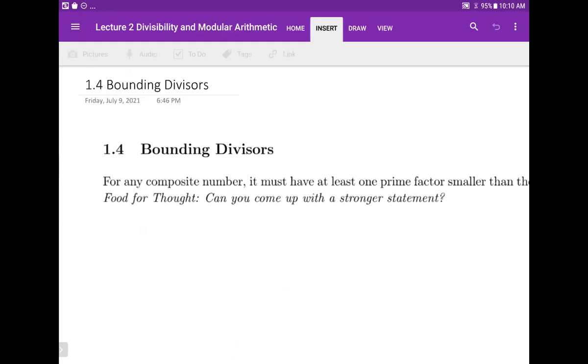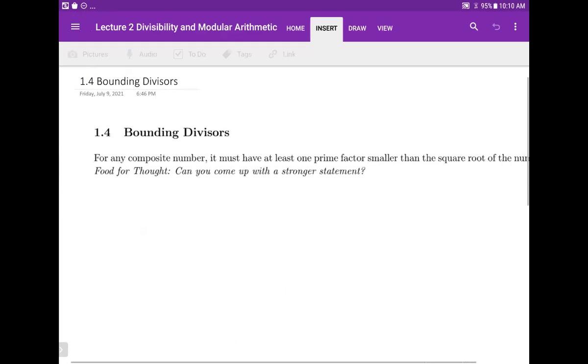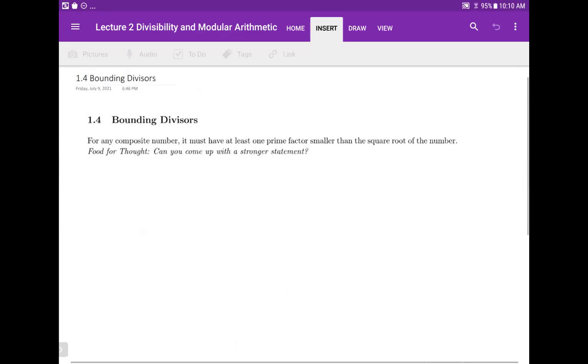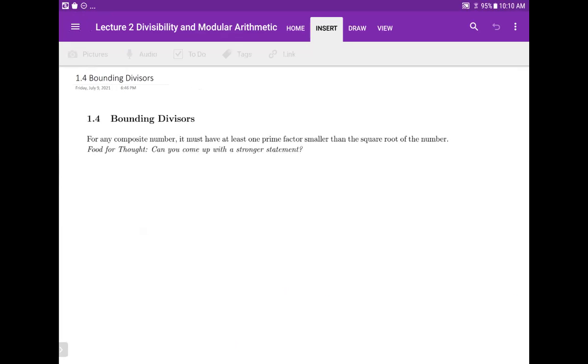Now we introduce a concept called bounding divisors. For any composite number, it must have at least one prime factor smaller than the square root of the number.